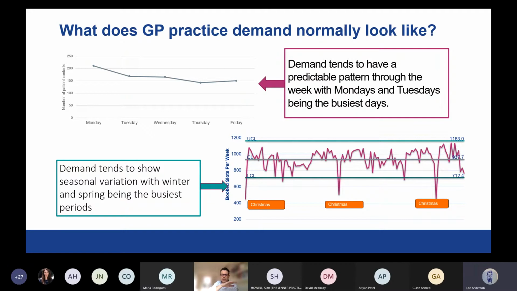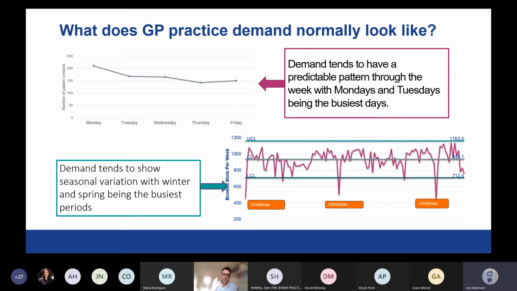We also know that demand shows quite clear seasonal variation. We know that winter is busy, but around my neck of the woods, East London, and I think it's true in other parts of the country where I've had a look, spring is also a very busy period. We're just coming off that summer slight drop, although this summer has still been quite busy, and moving into the winter period.